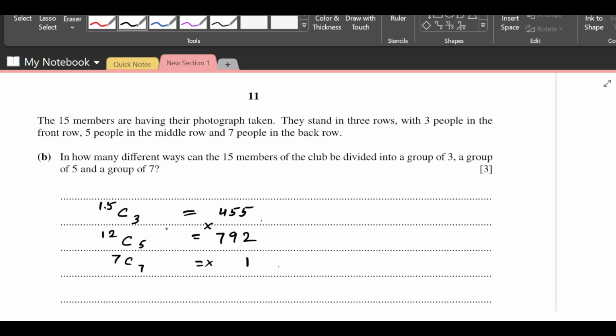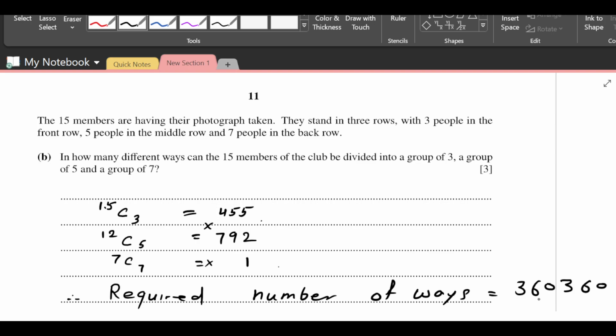So in how many different ways? Okay. So the required number of ways is therefore equal to 360,360.